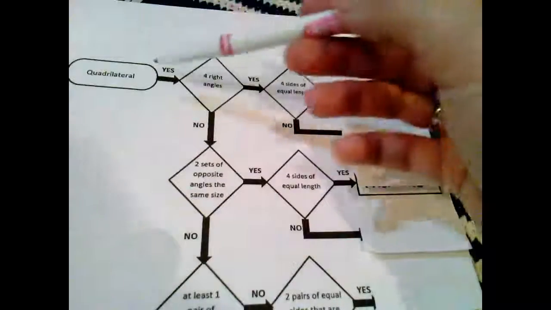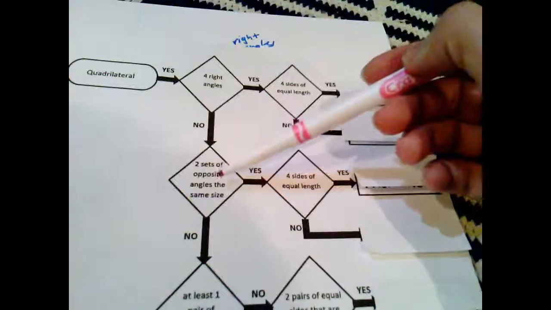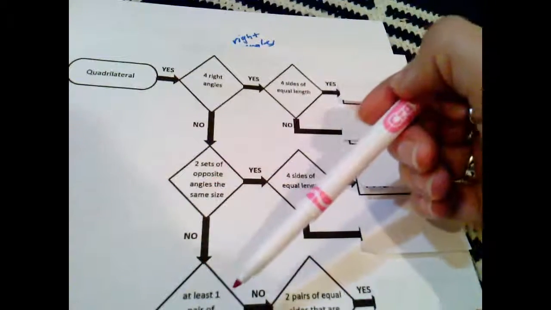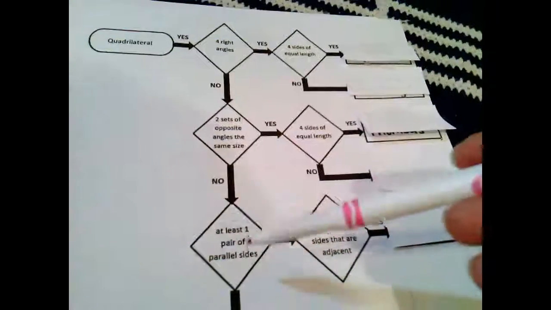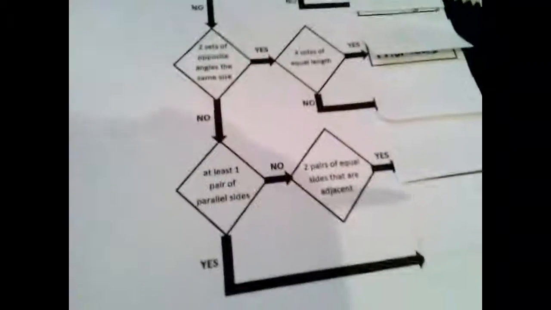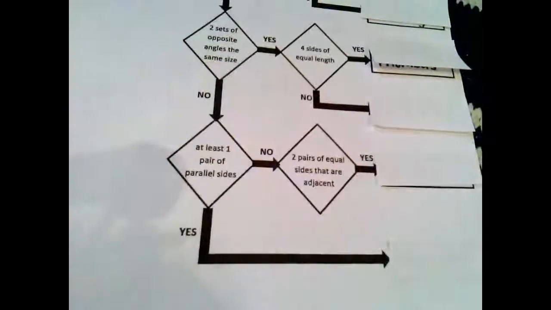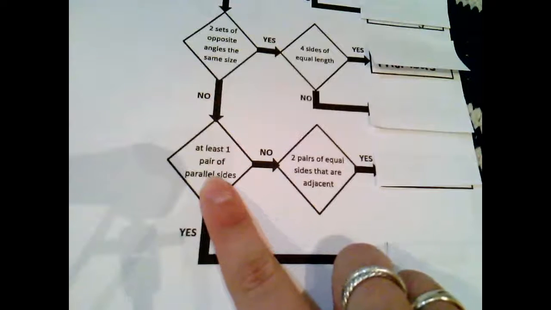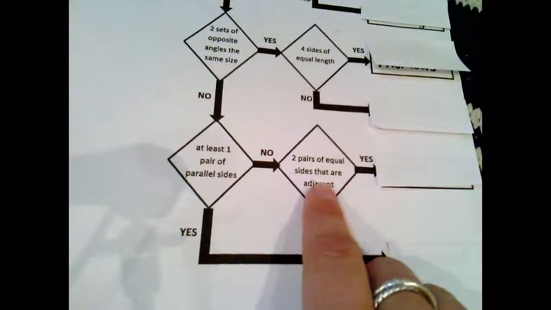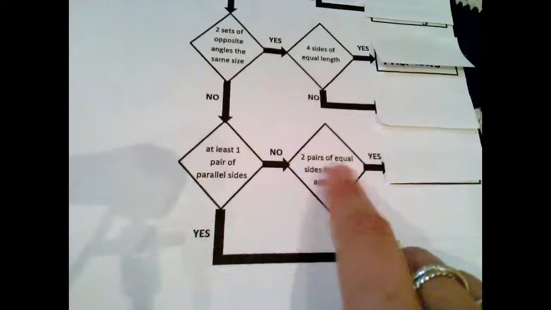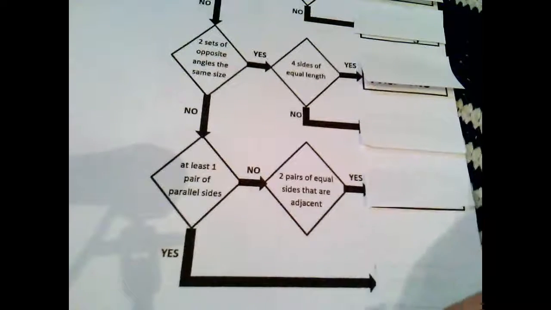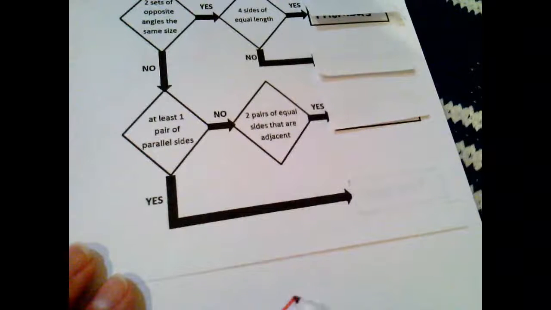All right, we're on our last step, where our quadrilateral has 4 right angles. Nope. 2 opposite sides the same size. Nope. So that means there's not 2 pairs of parallel sides. Now there's just at least 1 pair of parallel sides. And basically the big distinguishing factor between these 2 shapes is that there's at least 1 pair of parallel sides, or 2 pairs of equal sides that are adjacent, and that creates our lovely second to last shape.